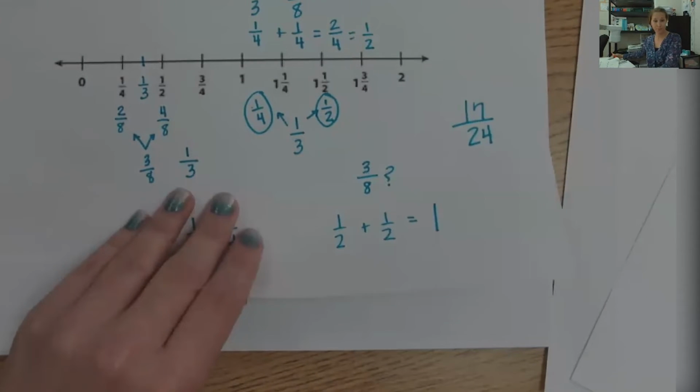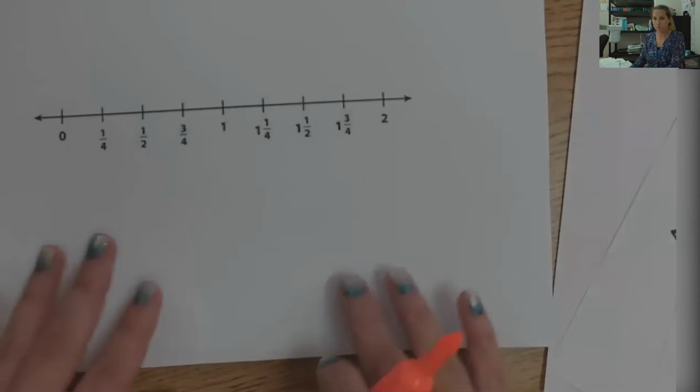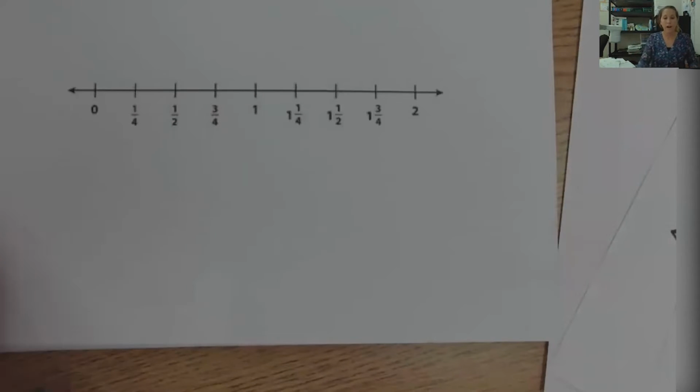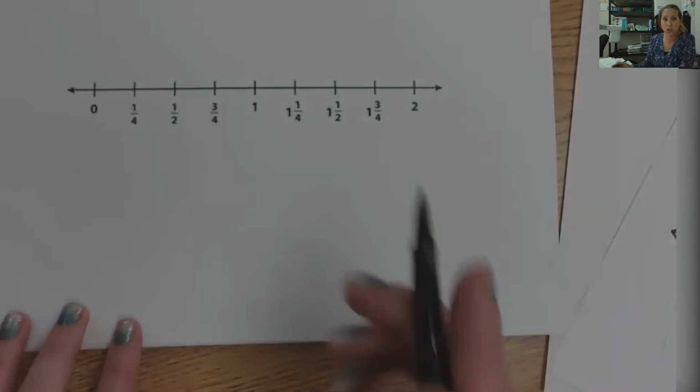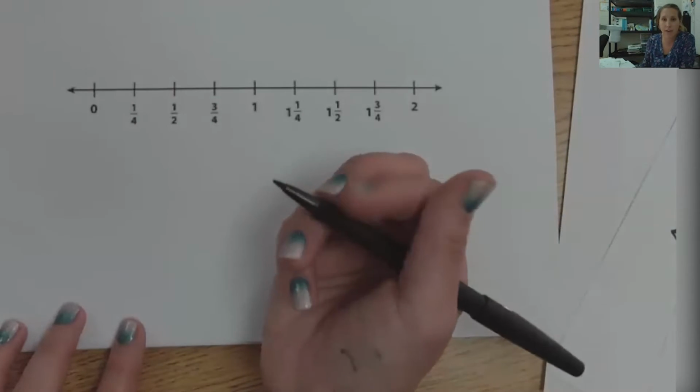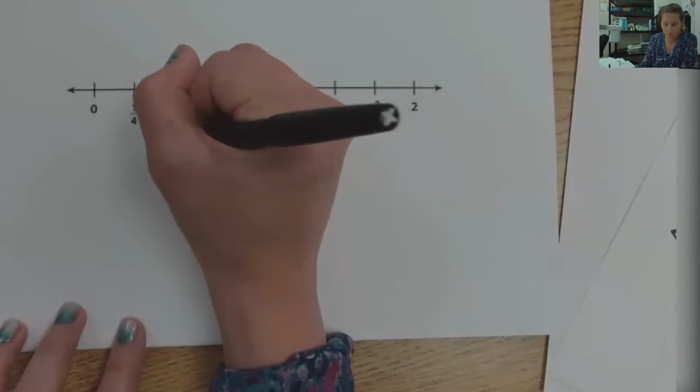Now it's your turn. Try using benchmark fractions on your own. Between which two benchmarks would 5/8 be located?